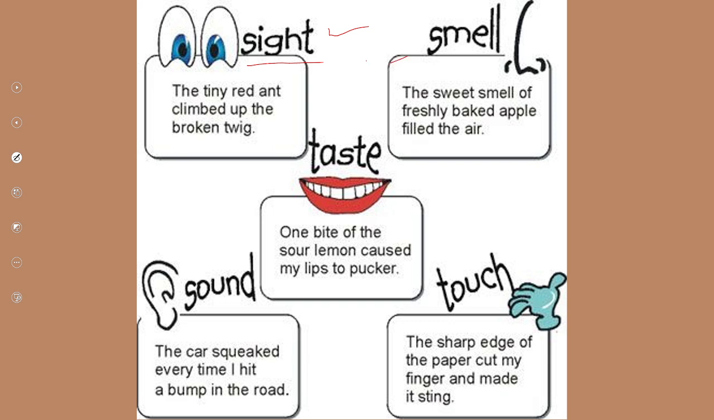Smell. "The sweet smell of freshly baked apple filled the air." We know what the smell of something baking is, the smell of fresh apples, so we can actually feel it. Taste. "One bite of the sour lemon caused my lips to pucker." We know that when we are tasting something sour, it burns our lips and our mouth is on fire.